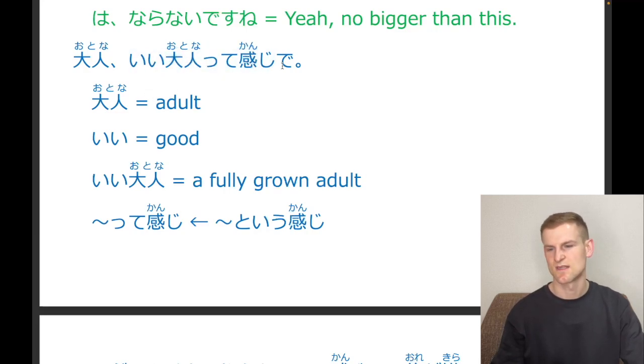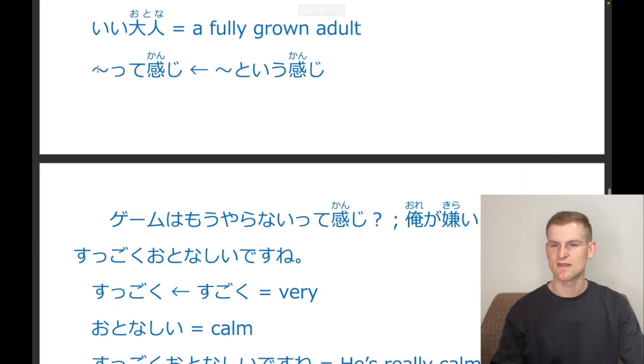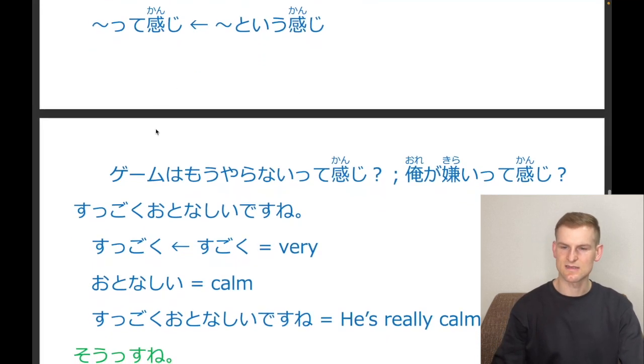いい大人って感じで. って感じ is just a form of という感じ. So という can be shortened to って in casual speech. We already looked at 感じ. This is used all the time as well. Let's look at an example of this. This is another phrase that makes what you're saying vague.